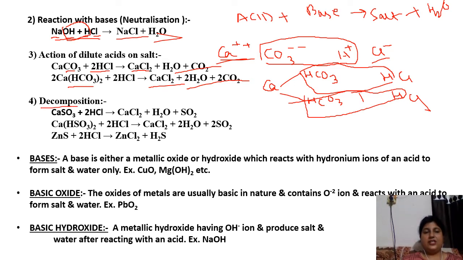The next reaction is decomposition reaction. Decomposition means splitting up. See, calcium sulfite with HCl. Calcium ion and sulfite ion, while hydrogen and chlorine. What will happen? H2SO3 will form, which is a weak acid, and it splits into H2O and SO2. And again calcium chloride is formed. If we take bisulfite, then the same reaction will take place. Okay? So in this way, these are the properties of acid.